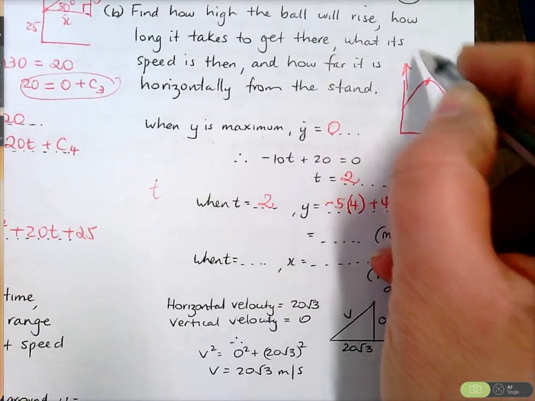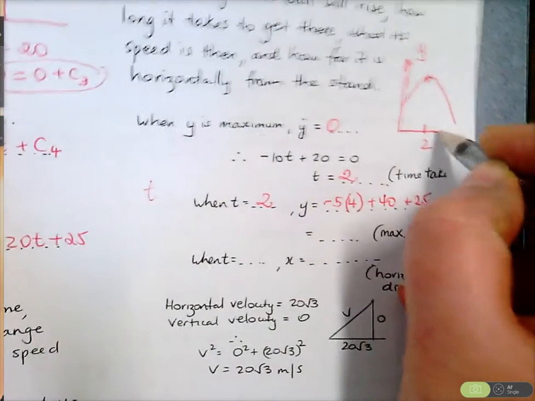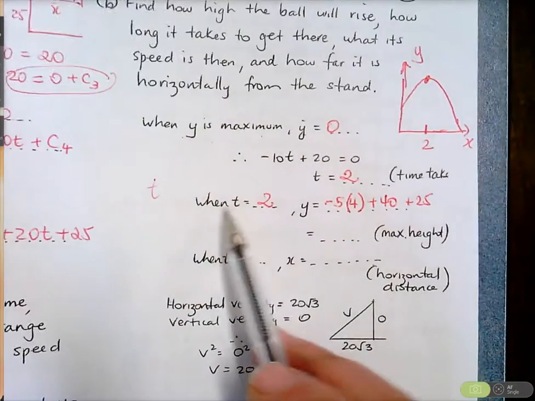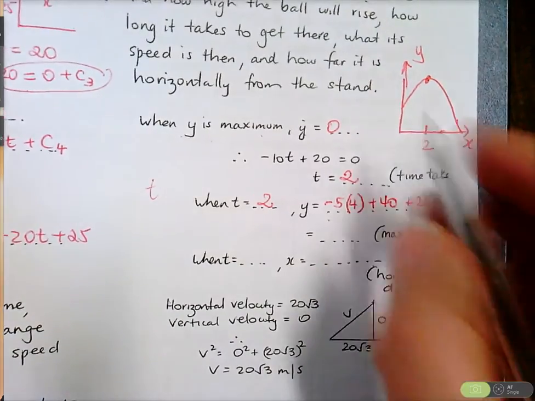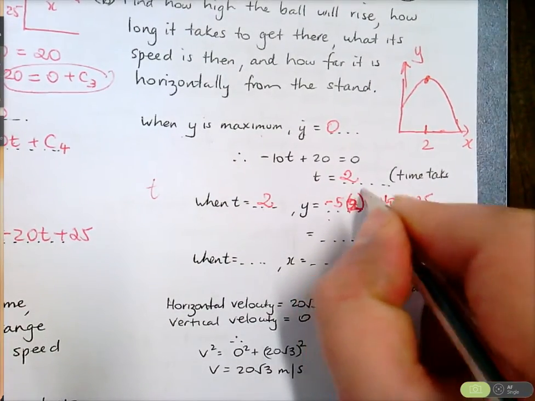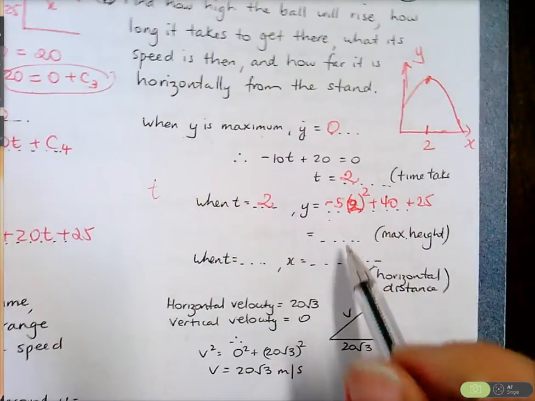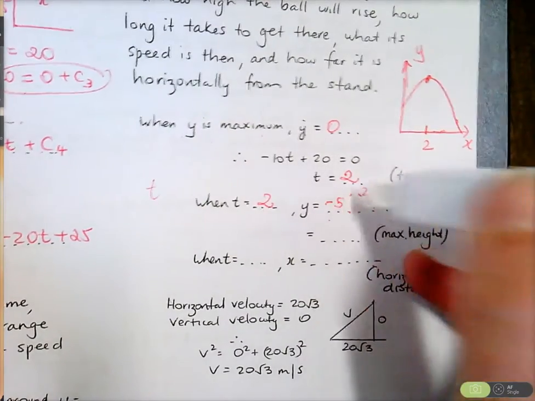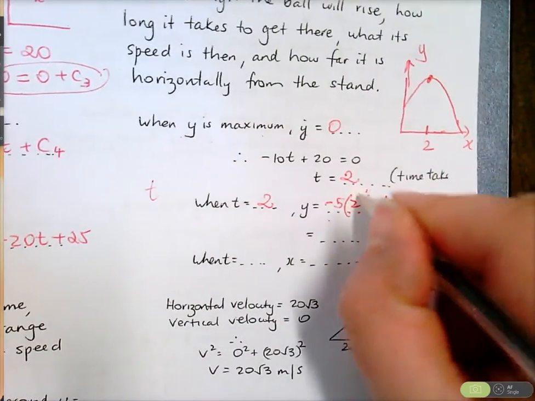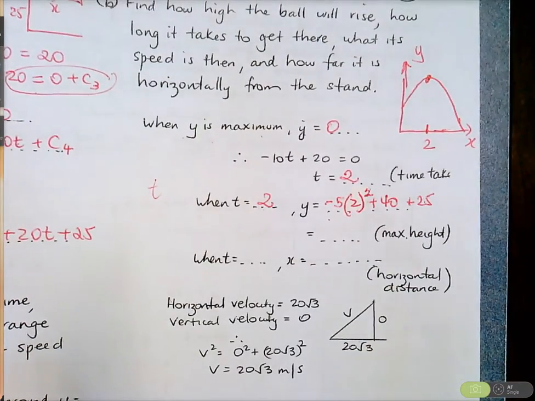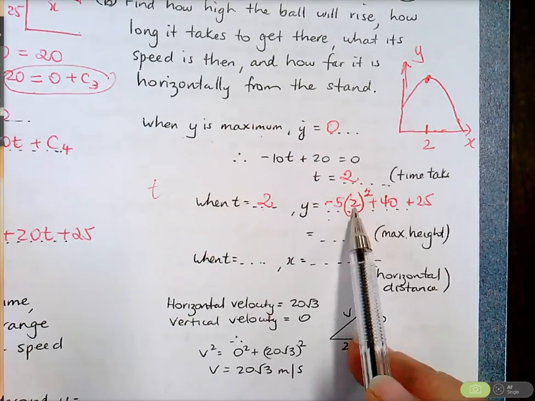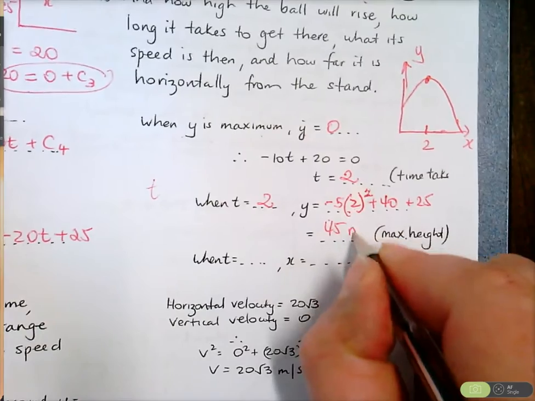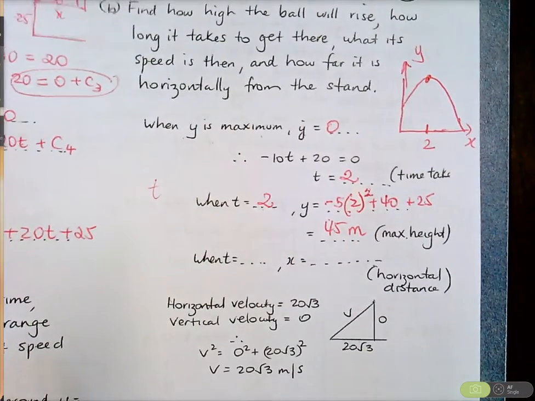So girls, this is now the y-x graph. At time equals 2, we've got the maximum value of y. So we substitute t equals 2 into the y equation. It's negative 5 times 2 squared, because 2 squared is 4. So negative 5 times 4 is negative 20, plus 40 is 20, plus 25 is 45 metres. So that's the maximum height.